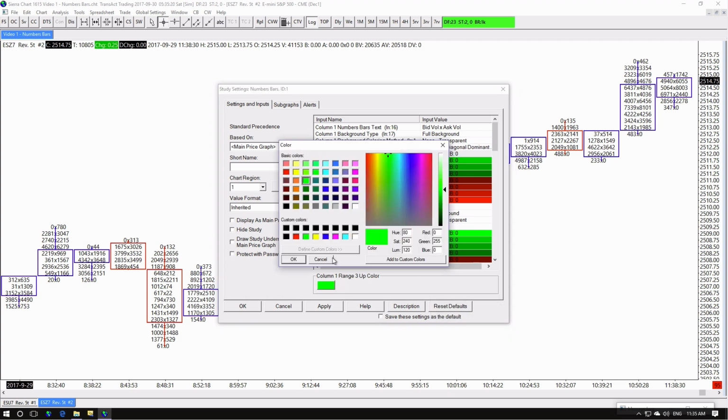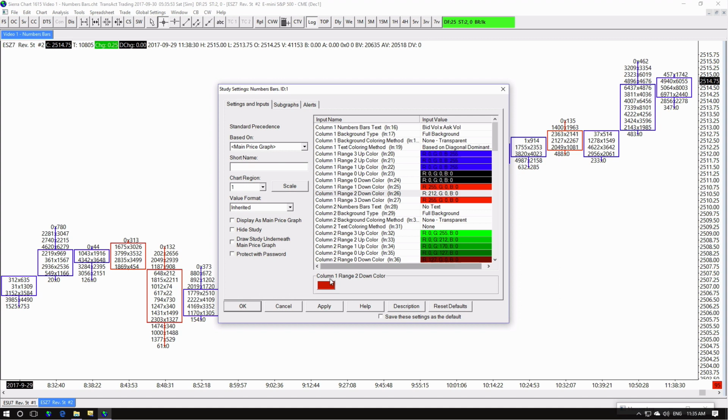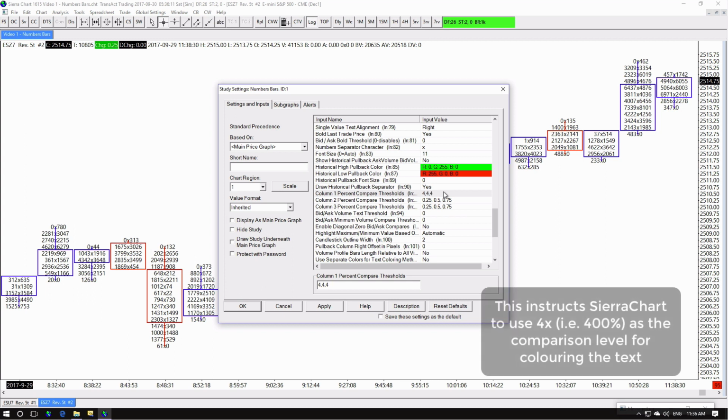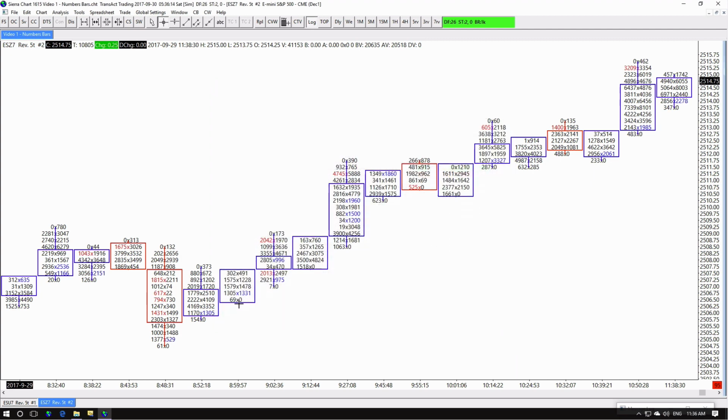What I'm doing here is setting the numbers bars to highlight the ask price in blue when 4 times more contracts traded at the ask than the bid, and if 4 times or more contracts hit the bid than lifted the ask, I want the bid price highlighted in red. If you look at the chart now, you can see the effect.